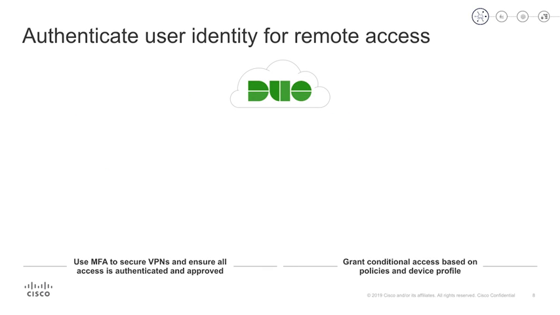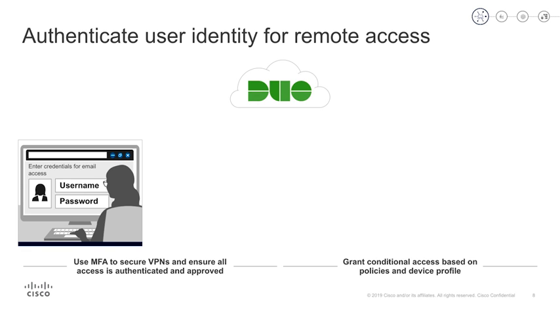Duo helps create trust using MFA, ensuring the user requesting access isn't using spoofed credentials. It also grants conditional access based on policies and device profiles. But what does that actually look like? Imagine a remote registered user enters their credentials to log into their company's application on a personal device. The credentials are correct and accepted.